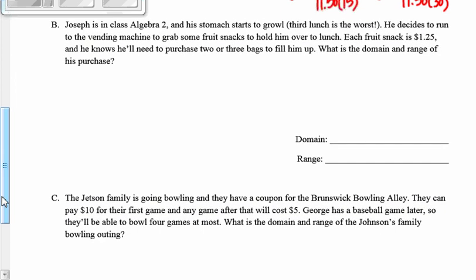So Joseph's in Algebra 2 and his stomach starts to growl. Third lunch is the worst. He decides to run to the vending machine to grab some fruit snacks to hold him over to lunch. Each fruit snack is $1.25, and he knows he'll need to purchase 2 to 3 bags to fill him up. What is the domain and range of his purchase? So remember, the first thing that we do is we write an equation.